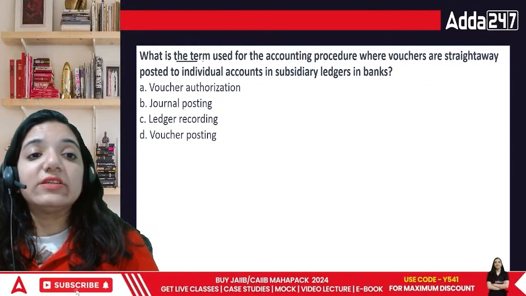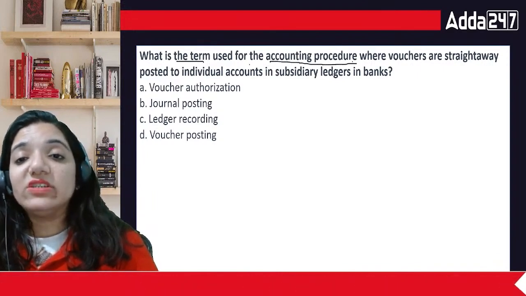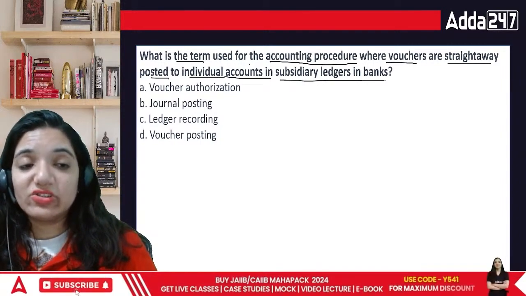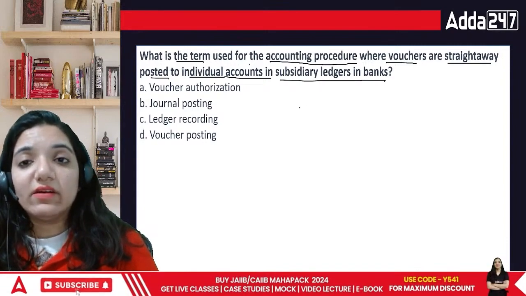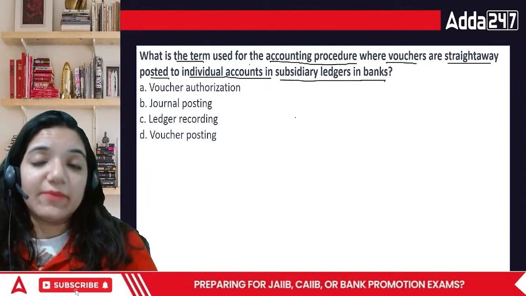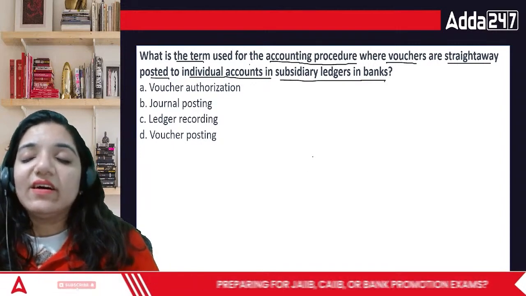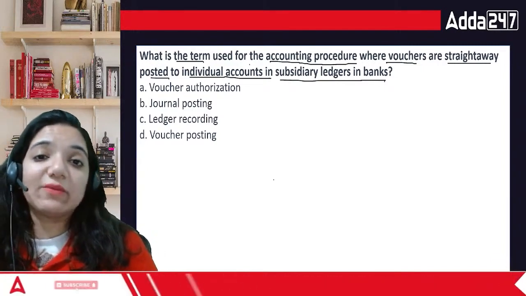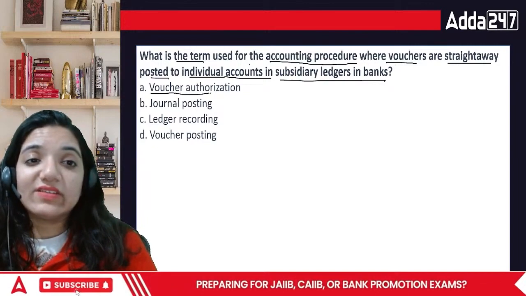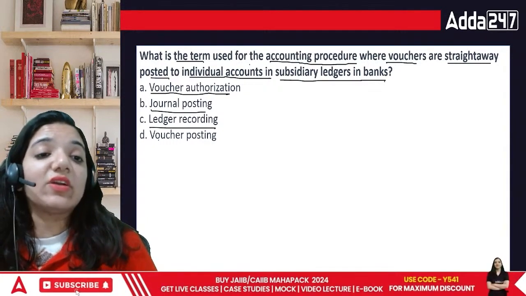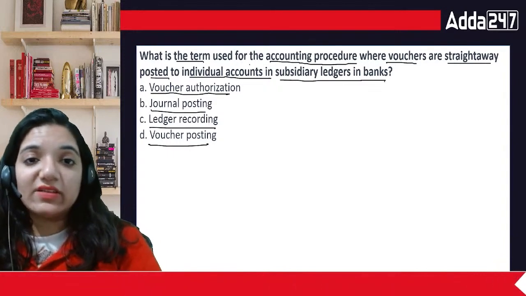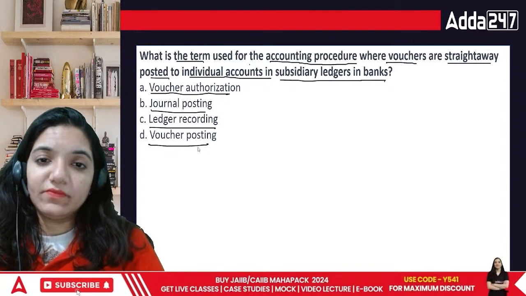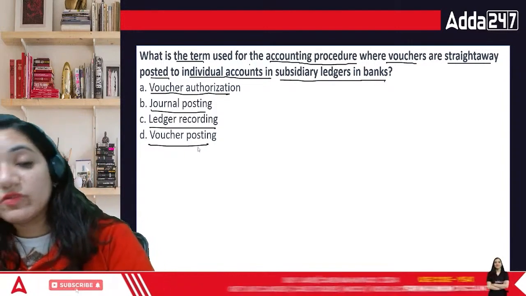What is the term used for the accounting procedure where vouchers are straight away posted to individual accounts in subsidiary ledgers in the banks? We are looking at vouchers being taken directly to the subsidiary. Subsidiary ledgers are basically the additional ledgers, where there is one particular primary area, and these are additional ones. So when we look at the subsidiary ledgers, the options are voucher authorization, journal posting, ledger recording, or voucher posting. Everybody, what's going to be the answer in this case? We're talking about the term which is used for the accounting procedure.